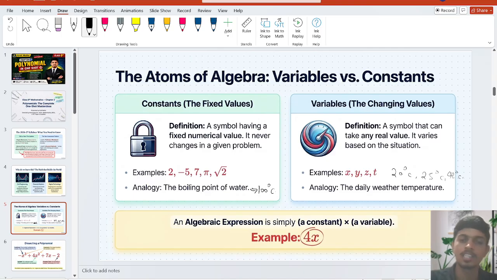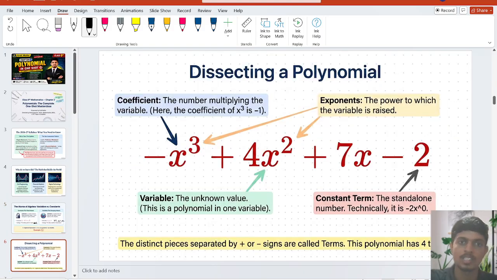Okay, and an algebraic expression is simply a constant times a variable. Example: 4 is a constant, x is a variable, so 4x is an algebraic expression. I hope you understand it. So let's move forward with these lectures.